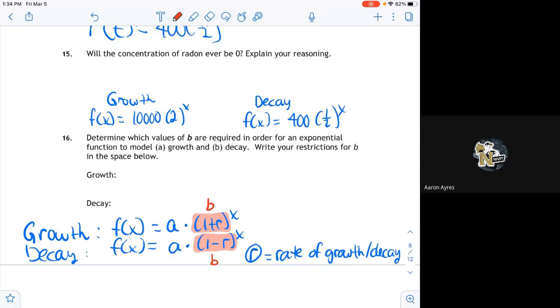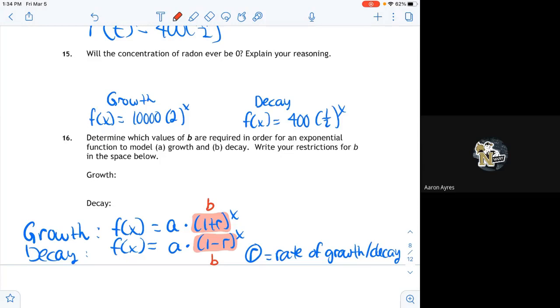Now, let's answer problem 16 for a second. Okay, now that you have this information at your disposal, let's answer problem 16. What values of B are needed in order for your function to be a growth function? And then vice versa, what values of B are required in order for your function to be a decay function?